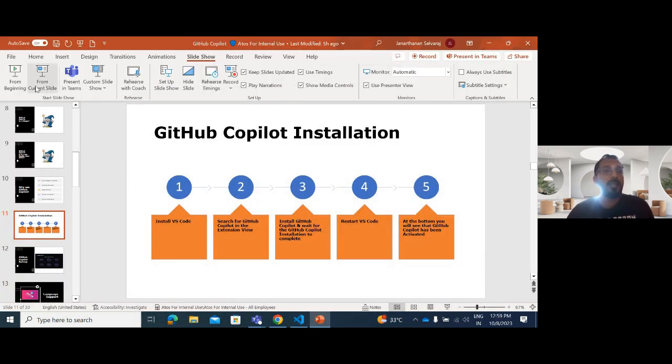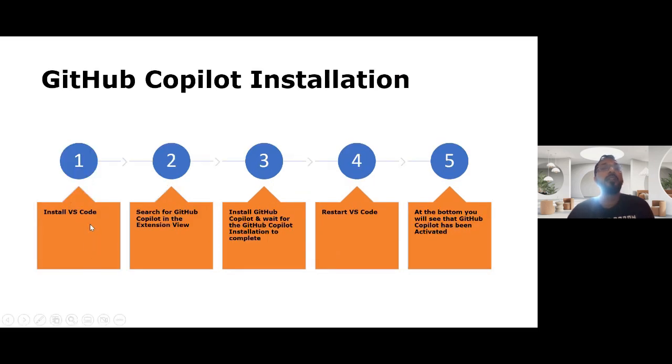So these are the steps as I mentioned earlier. Install the Visual Studio Code editor, search in the extension view for the GitHub Copilot plugin as well as the GitHub Copilot Chat plugin. After you successfully install those two extensions, restart Visual Studio Code. Once you restart, you will see the GitHub Copilot icon activated at the bottom of the Visual Studio Code editor screen.